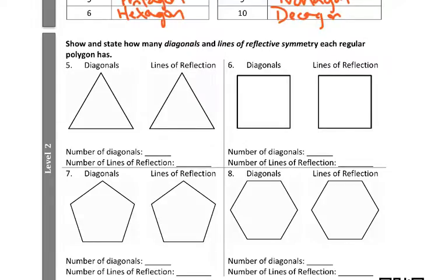A diagonal. Well, our definition of diagonal was a line that goes from a vertex to a non-adjacent vertex. Well, this vertex over here is adjacent because it's right next to it. And this one over here is adjacent because it's right next to it. Same thing could be said if we start here, well, these two are adjacent. If I start here, these two are adjacent. So it turns out that a triangle doesn't have any diagonals because there aren't any non-adjacent vertices. But it does have some lines of reflection.